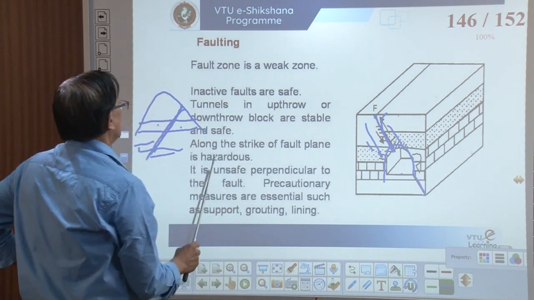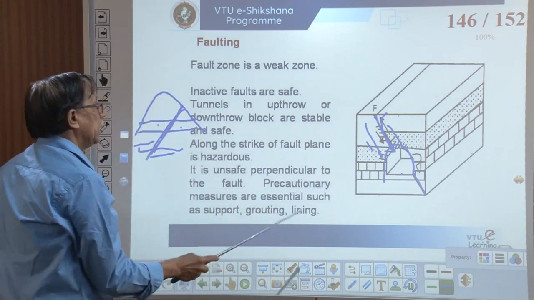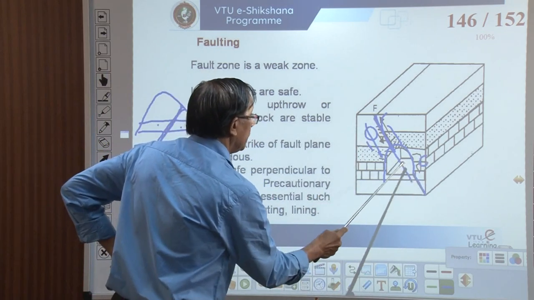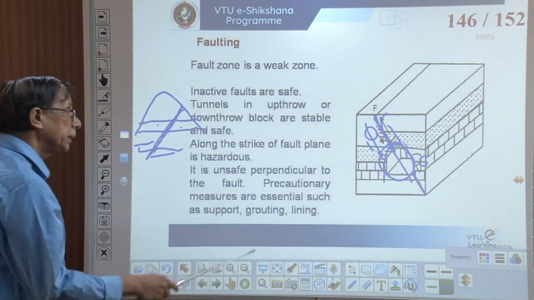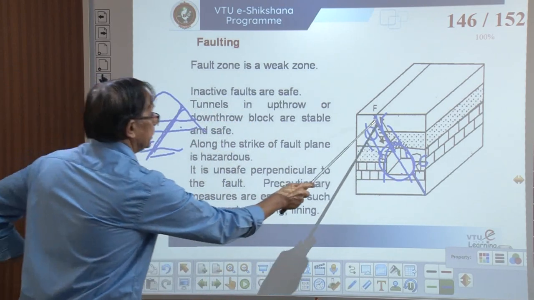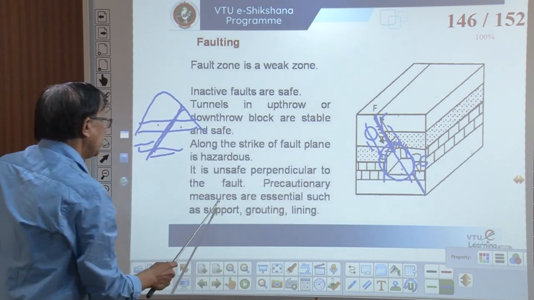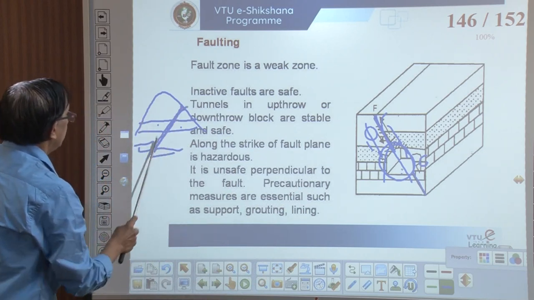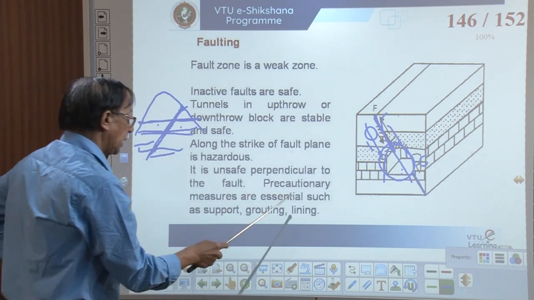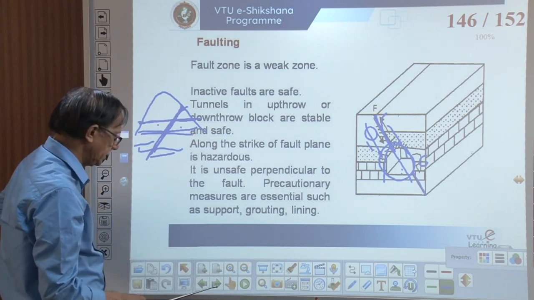Inactive faults are safe. Tunnels in upthrown or downthrown blocks are stable and safe. Either only this or only this is safe. But if the tunnel crosses the fault plane, then the problem starts. Along the strike of the fault plane is hazardous for a tunnel. It is unsafe perpendicular to the fault plane. This is the fault plane, the tunnel crosses, unsafe. Precautionary measures are very essential, such as support, grouting, lining, etc.